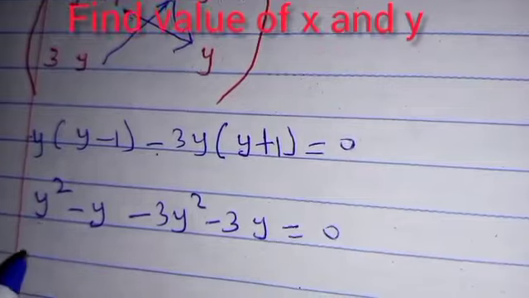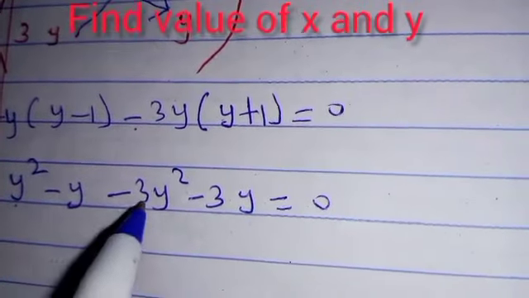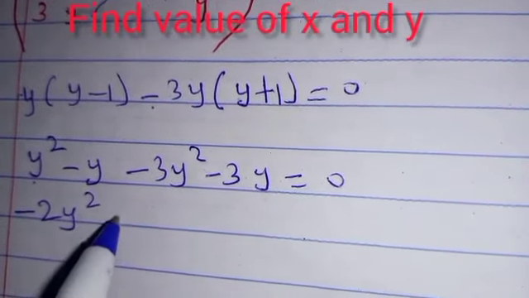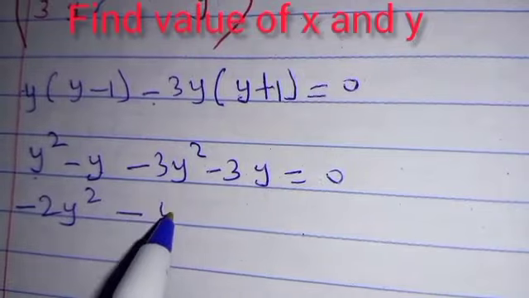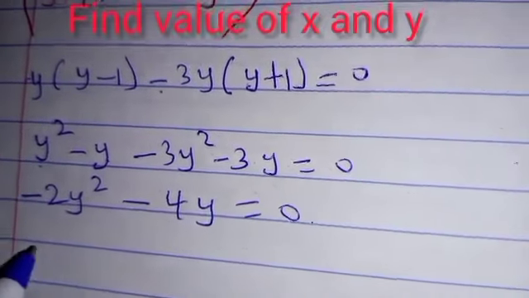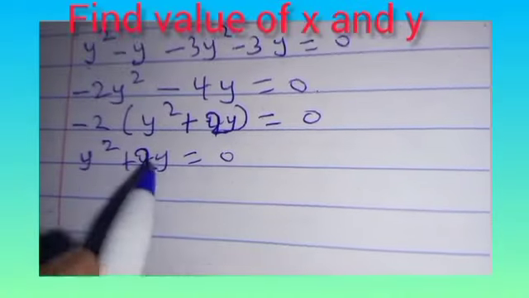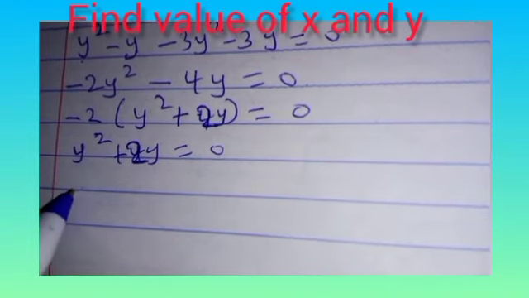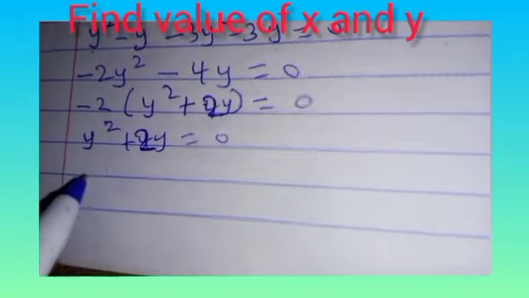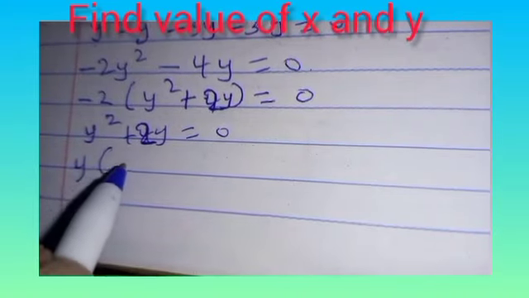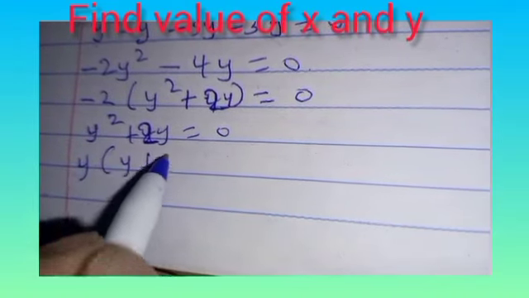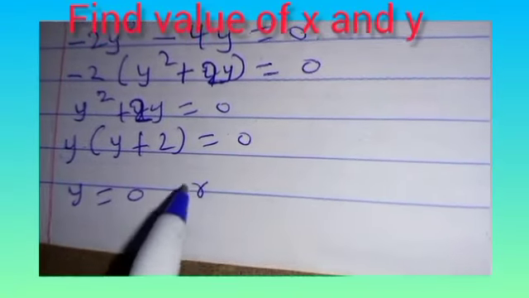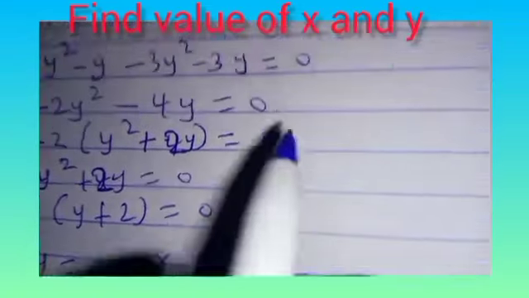So we collect the like terms together. Here we have y squared and minus 3y squared, which will give you minus 2y squared. Minus y and minus 3y will give you minus 4y, which is equal to 0. Here we can factor negative 2, sorry, the 2, so I'll be left with the 2. So we can factor y here, y into bracket y plus 2 is equal to 0. So either y is equal to 0 or y is equal to negative 2.